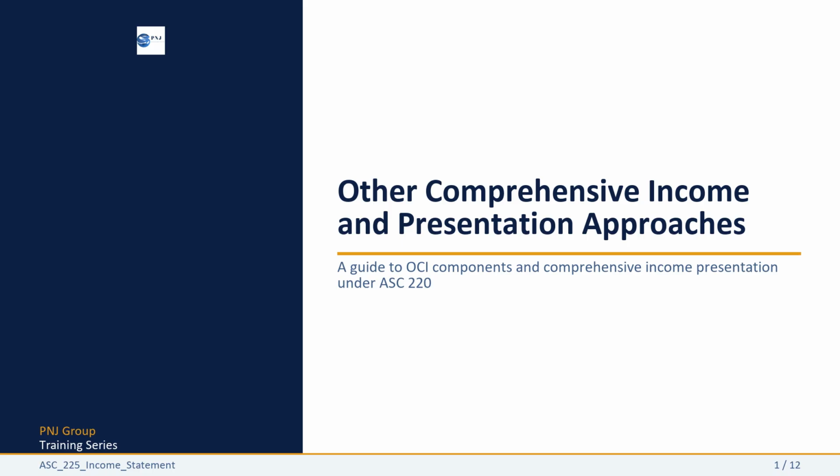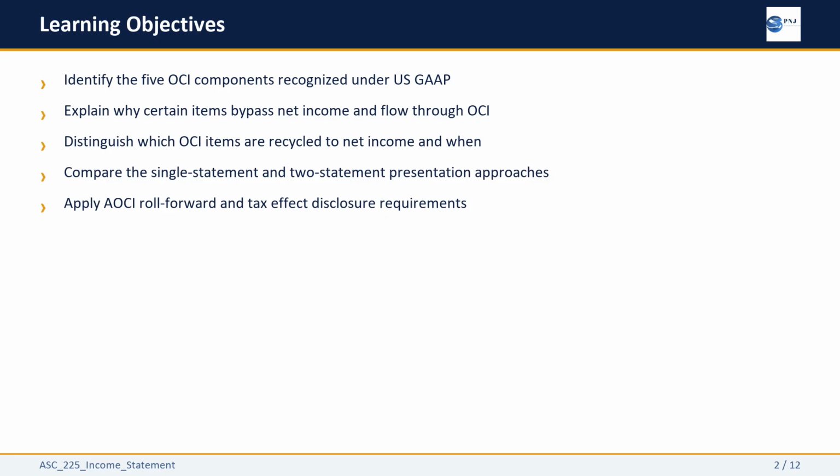Let's get started. By the end of this section, you will be able to identify all 5 OCI components under US GAAP and explain why GAAP routes them around net income. You will know which components eventually get recycled back into net income, and when that recycling occurs. You will be able to choose and apply either the single statement or two-statement presentation approach correctly, and you will understand the AOCI roll forward and tax disclosure rules that auditors scrutinize closely.